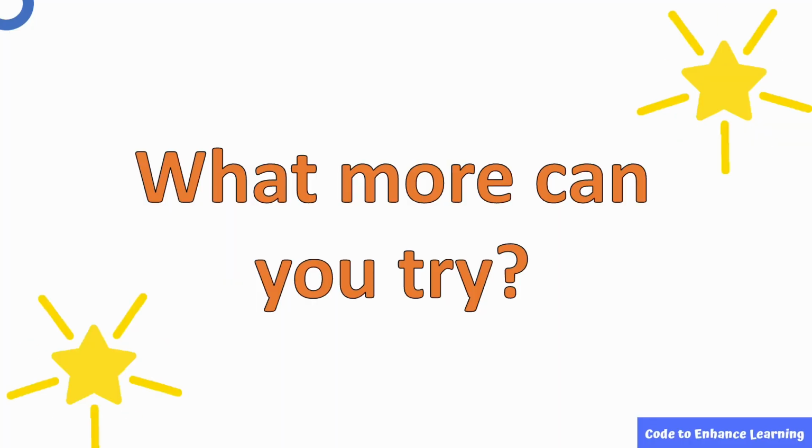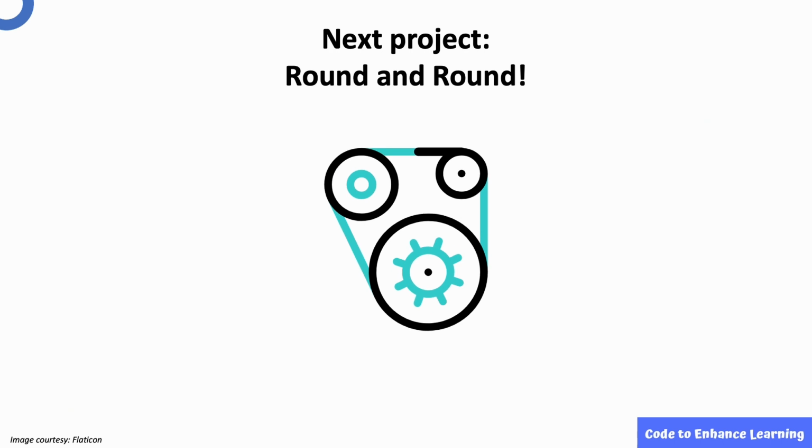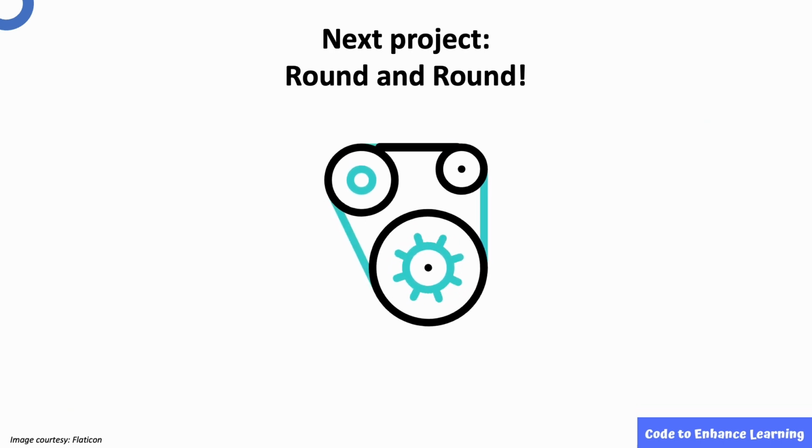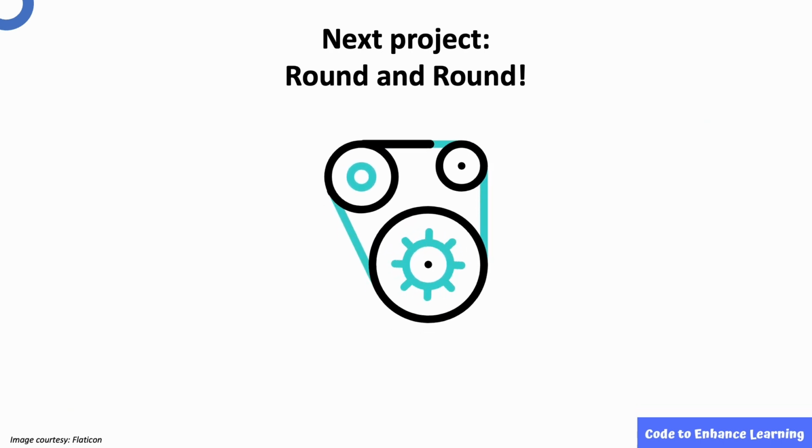What more can you do with the project? Can you try to increase the number 200 so even at lower luminosity you get the light background? You can go into a completely dark room and see how the luminosity value changes. Now that you know the basics, keep trying different things to make the project more interesting. In the next episode, we will be creating another project called Round and Round, where we will make a servo motor turn clockwise and anti-clockwise again and again.